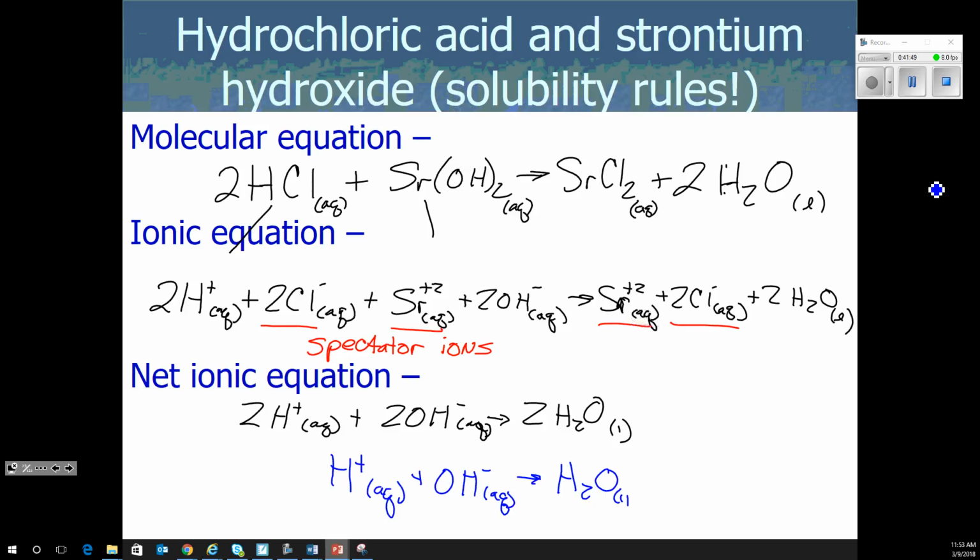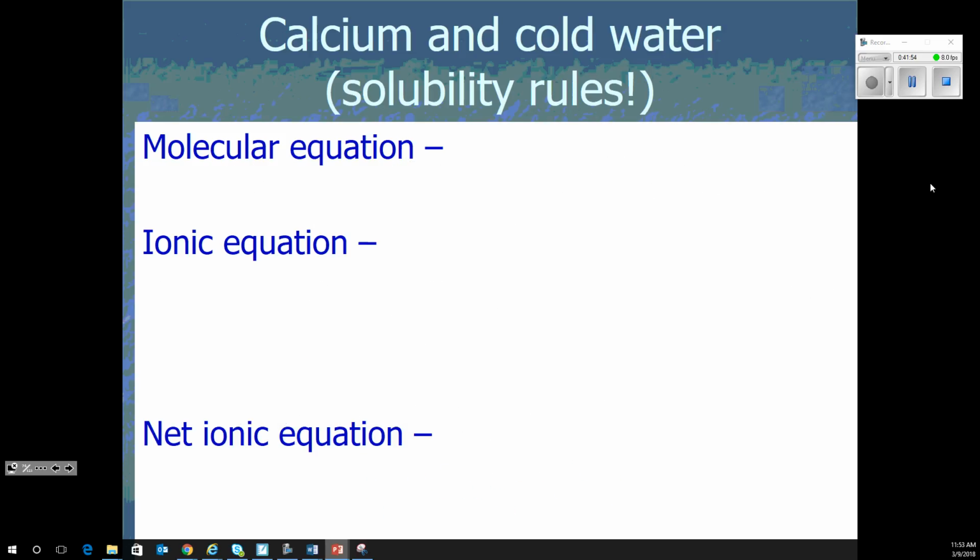All right. So we're going to go forward and try another one. The next one is calcium in cold water. What's calcium? Ca. It didn't say plus 2. It didn't say ion. So if it's not an ion, what are most metals? Solid, liquid, gas, aqueous. Metal, solid. Okay, plus cold water, H2O, yields.